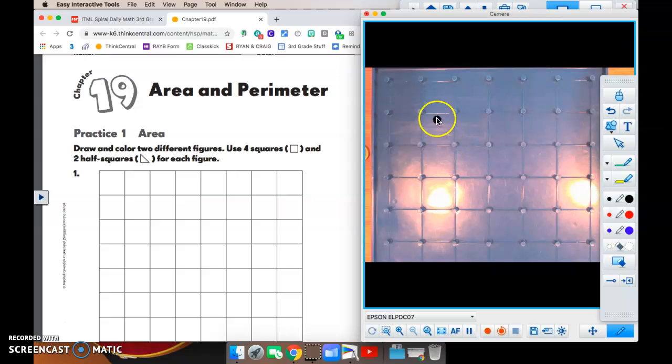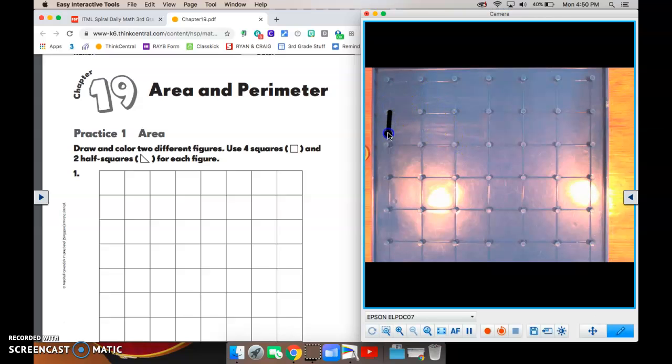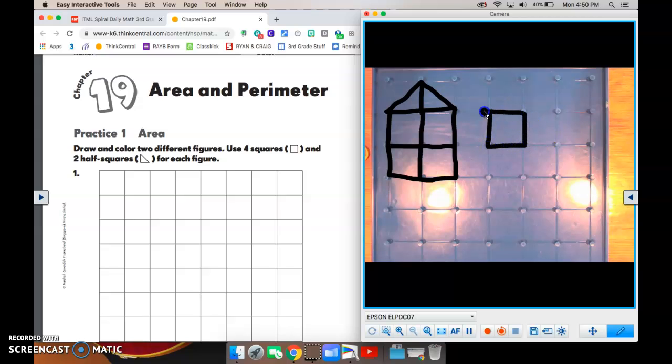So 1, 2, 3, and 4. That's kind of our 4 squares, right? And then it says to use 2 halves. So there's 1 and there's 1. Okay? And then we could do another one. There's 1 there, 1 there, 1 there, 1 there. We'll kind of go like that. And let's go this way.